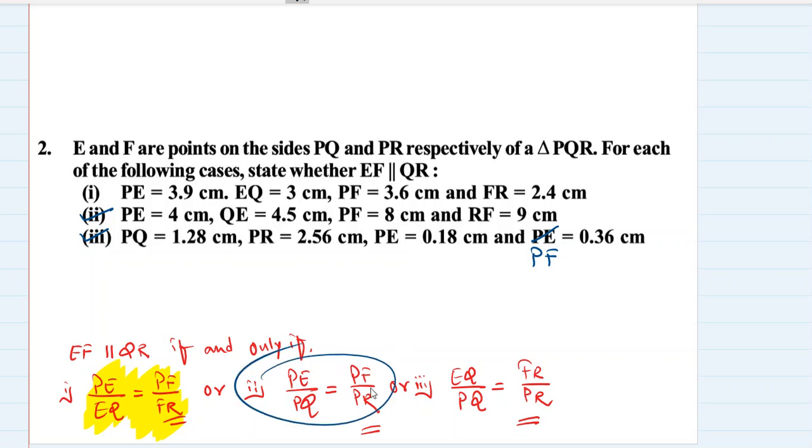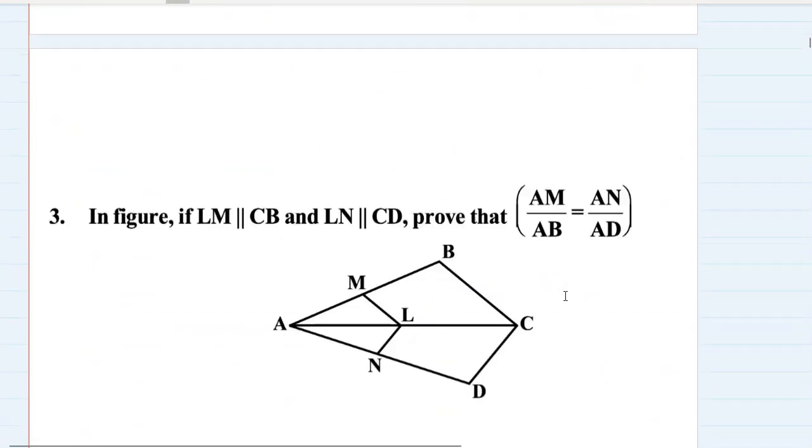So the second relationship will help you to prove that the third case is the case of parallel lines. EF is parallel to QR. Okay, so slight change, but we have made the clarification, and this question was an easy one. Let's go ahead. Let's go to the next question.